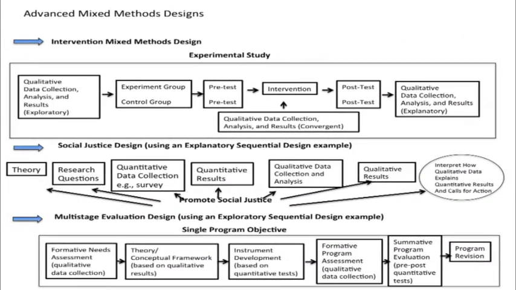I also want to return to a figure of advanced designs. Basically, we have three types of advanced designs: an intervention mixed methods design, a social justice design, and a multi-stage evaluation design. What we have here in each one of these three designs is a basic design at the center, surrounded by a box that indicates the advanced design. So you can see in this diagram, on an intervention design, there's a box around the experimental study, and within it we see a quantitative project followed by a qualitative follow-up.